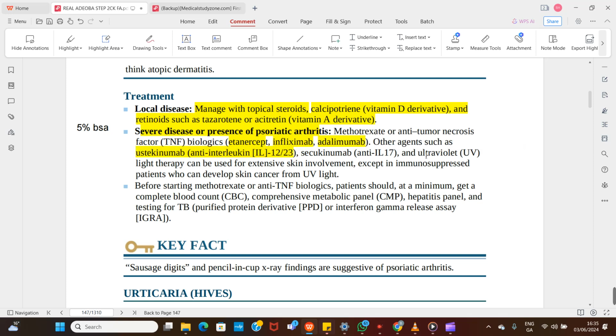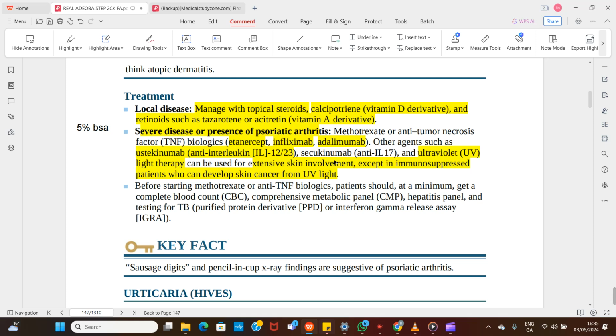Sometimes you might need to do UV light therapy, particularly if they are unresponsive to your earlier mentioned treatment, like your steroids, your methotrexate. You can do UV light therapy, especially if there's extensive skin involvement. But you don't do UV light therapy if an individual is immunosuppressed because of the risk of developing skin cancer from UV light. We are going to talk about this later.